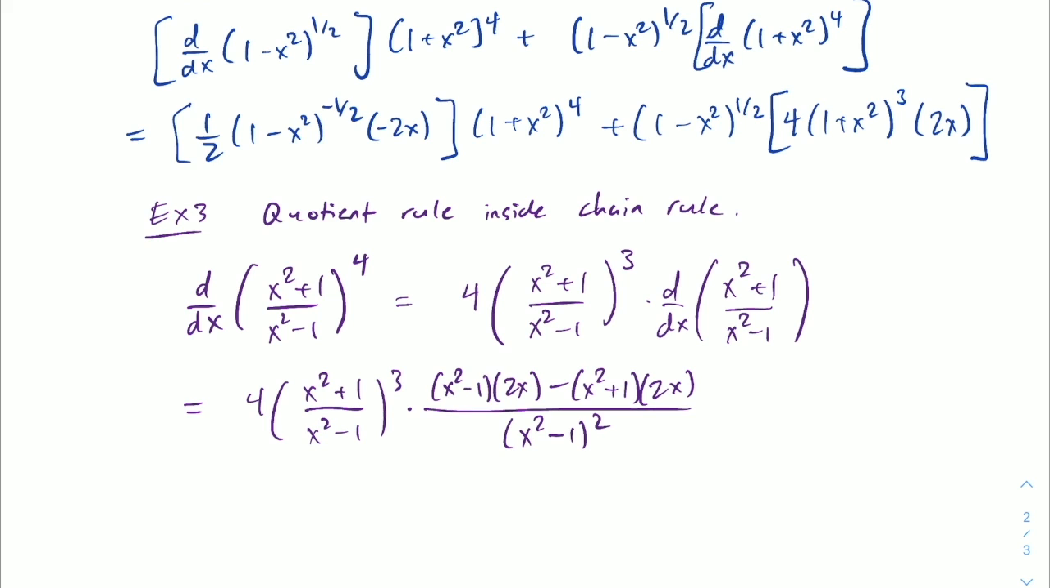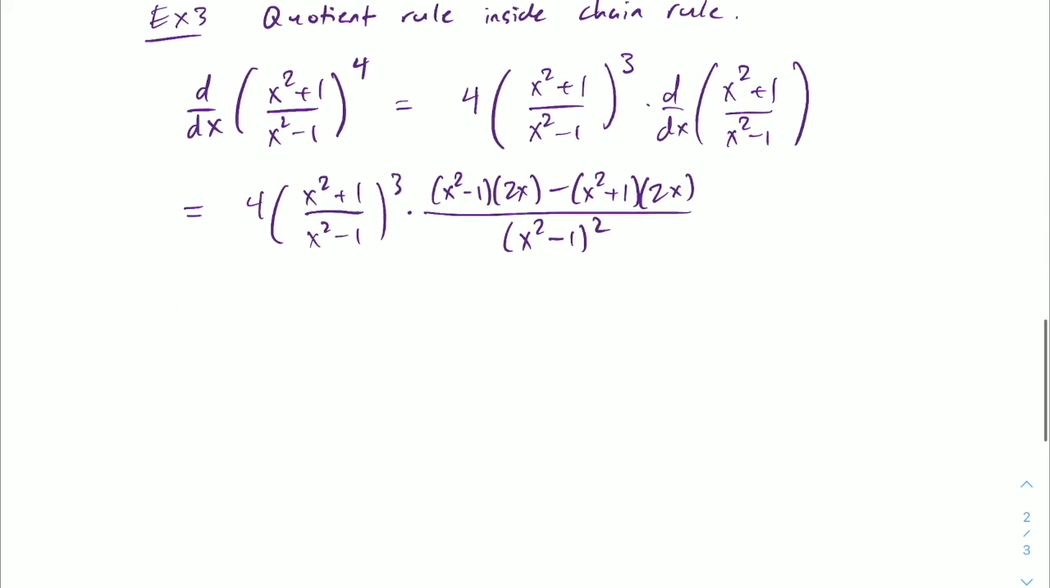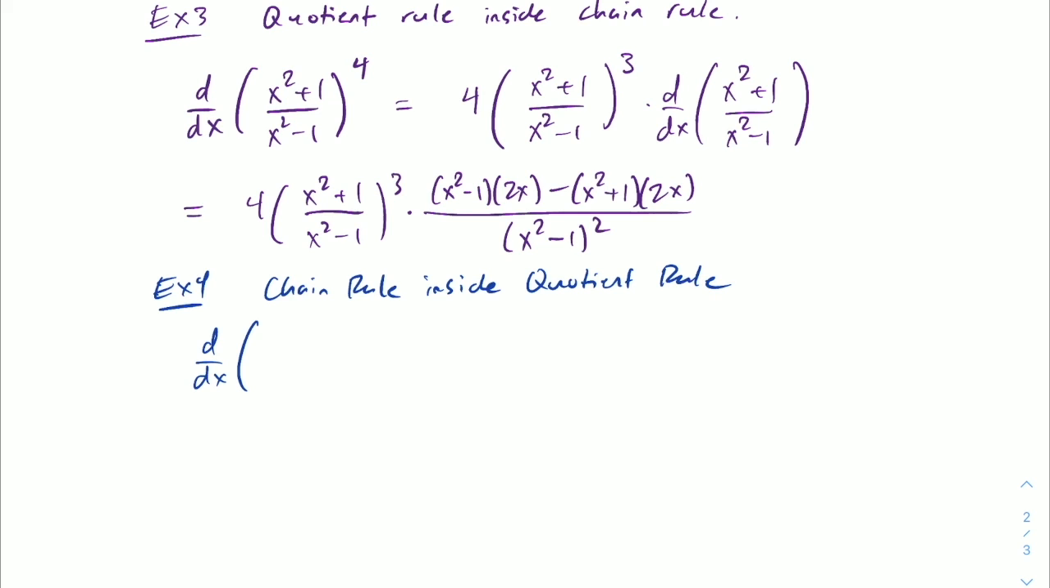All right, let's do a chain rule inside a quotient rule now. So here we'll have the derivative of the square root of 1 minus x squared all over x squared minus 1 to the 4th power. So you can see quotient rule is going to apply first here because we have a quotient of these two functions which are composed functions.